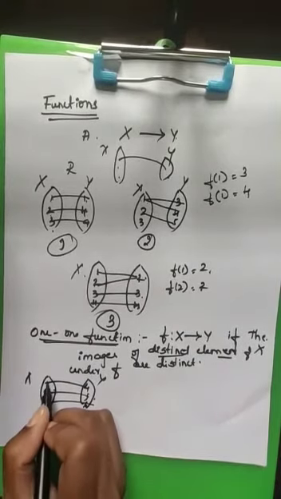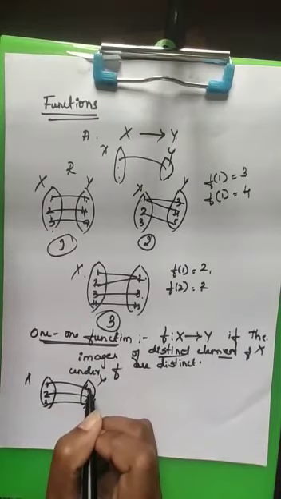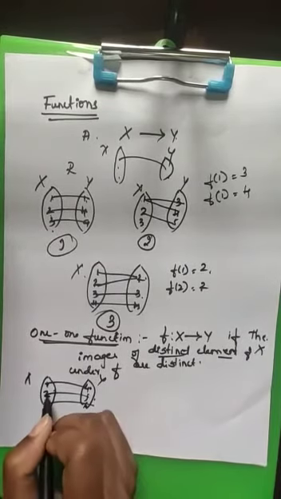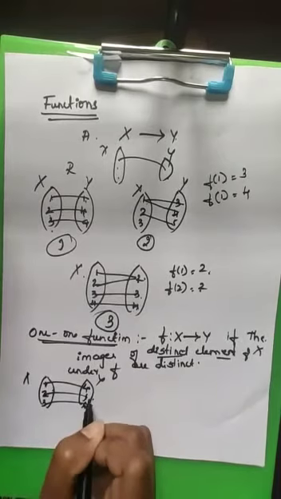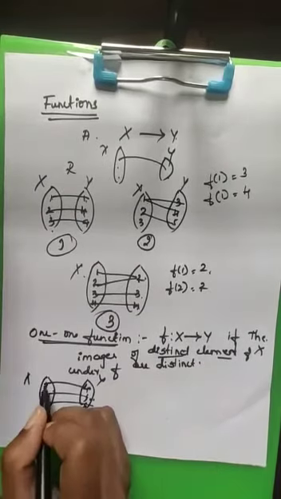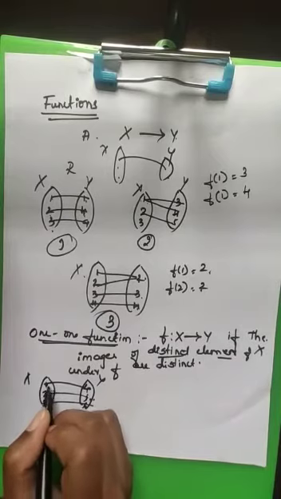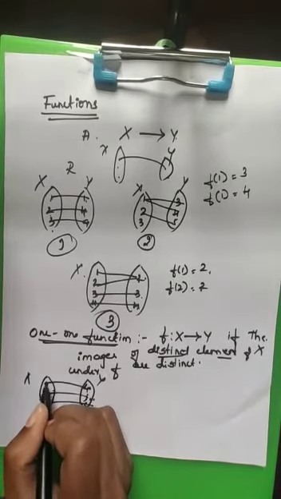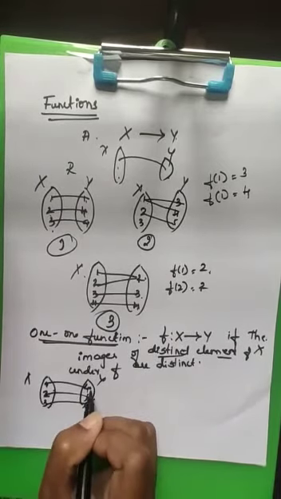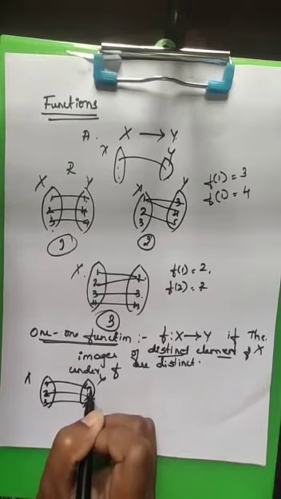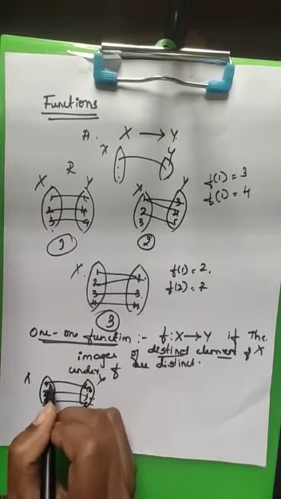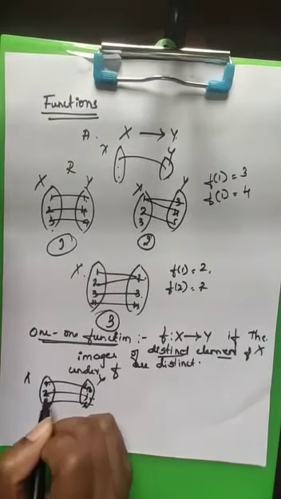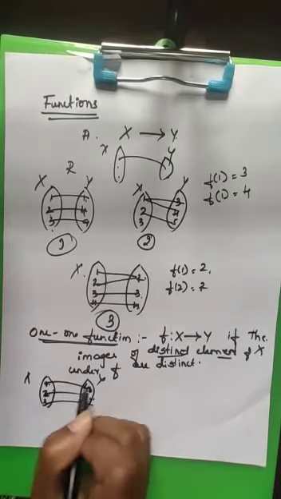That is, one element in X can go to only one element in Y. Then if you take another element, it should not go to the same element. It should go to a different element. That is, the images are unique. You cannot have two elements from X having the same image in Y. Only then the given function is said to be one-one. I hope you are clear. One element in X should have only a unique image in Y. No other element in X should have the same image.